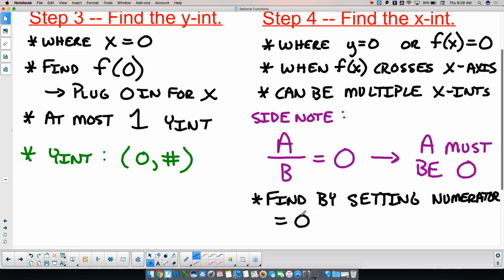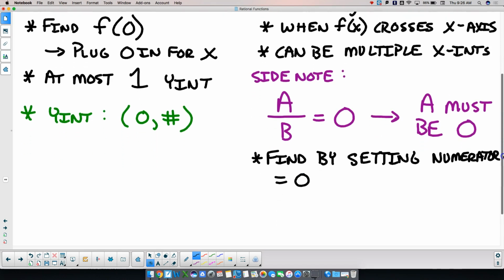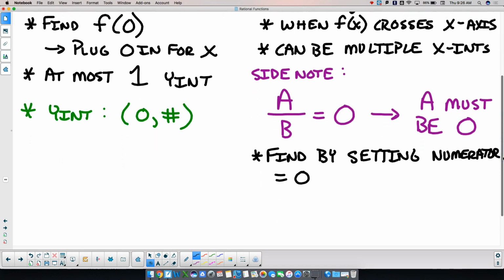So the form. I think I used purple for these. The form then of my x-intercept, or my xint, is going to be some number, comma, 0.